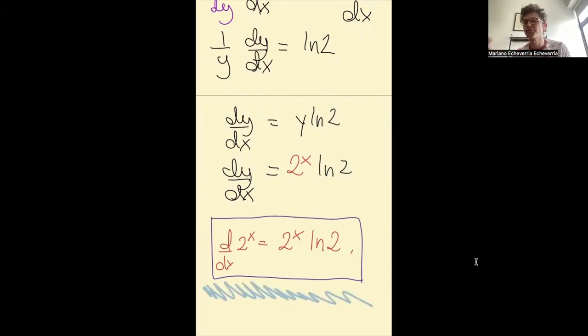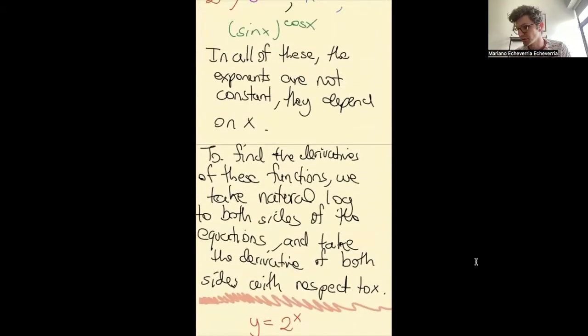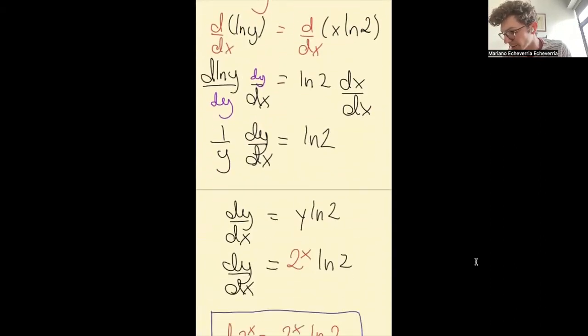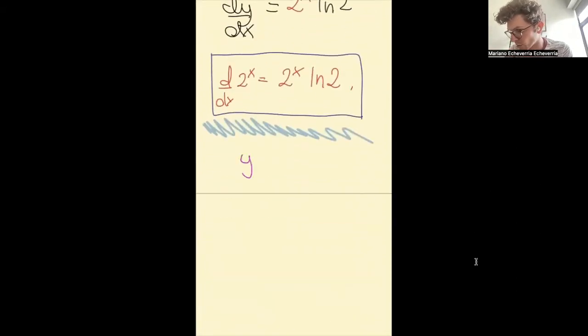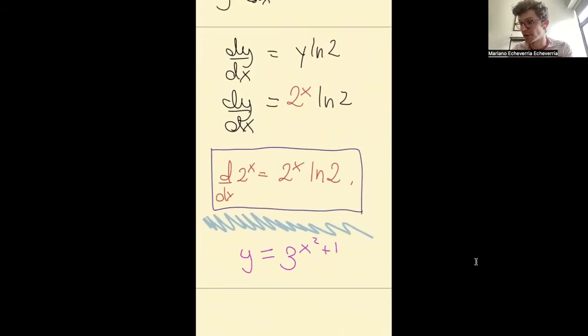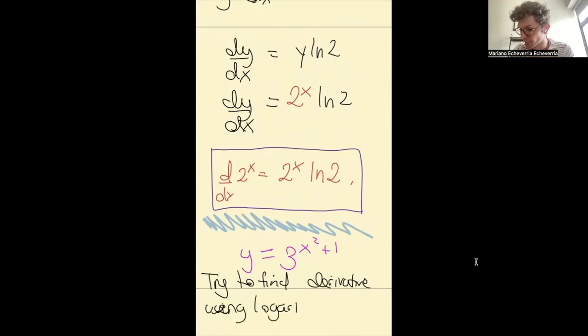Okay, just to check if this is making sense, let's try the next one. I'll give you a chance to do it on your own first. The next one was 3 to the x squared plus 1. So the exponent is now x squared plus 1, and the base is 3. Try to find the derivative of this one using this method, logarithmic differentiation.